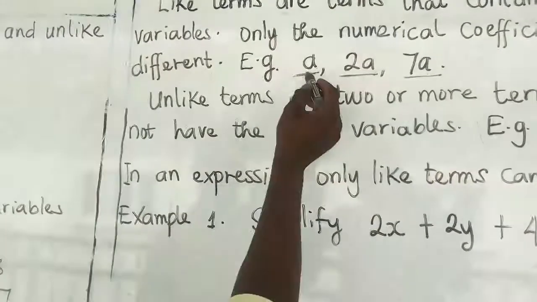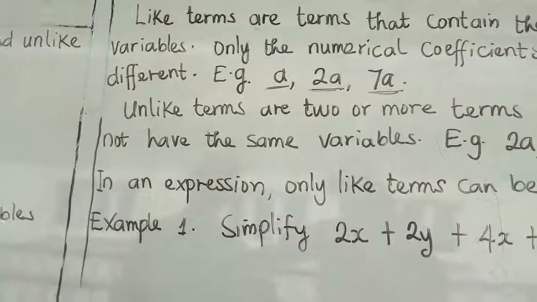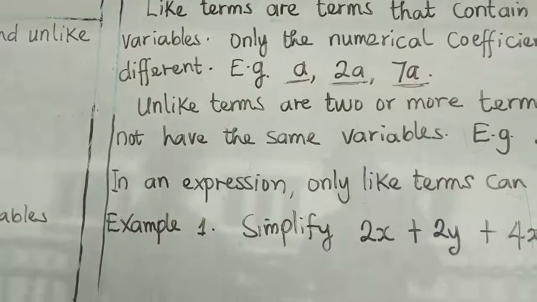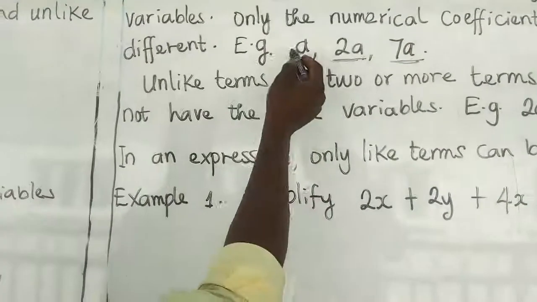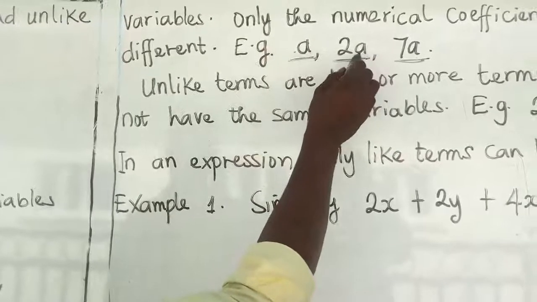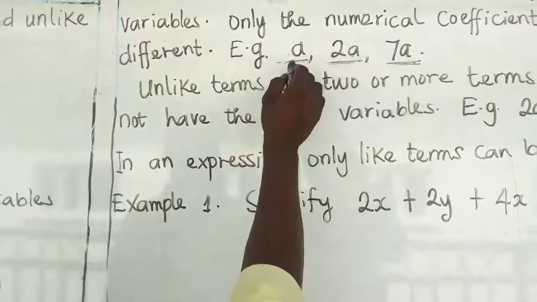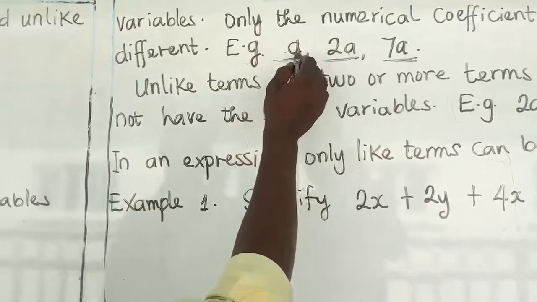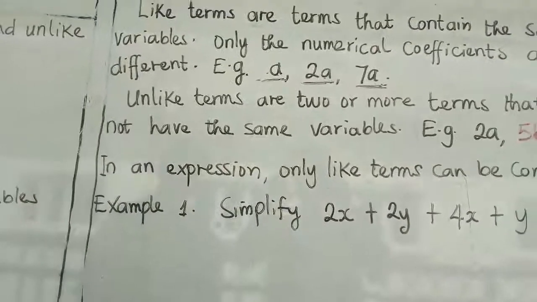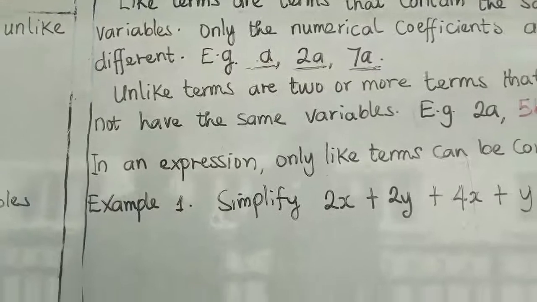So when you look at these terms, they are known as like terms, because they have the same variables, but the numbers are different. The coefficient here is 1, here is 2, while here is 7. Don't bother yourself with the coefficient, you just look out for the variable, the letter a. So they are like terms.